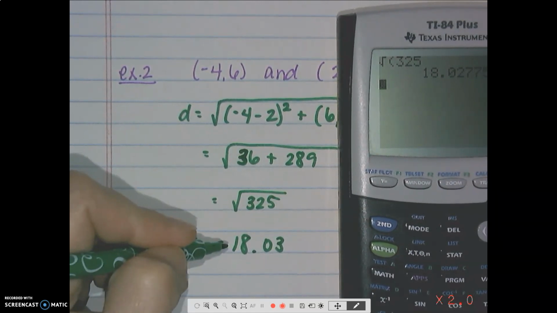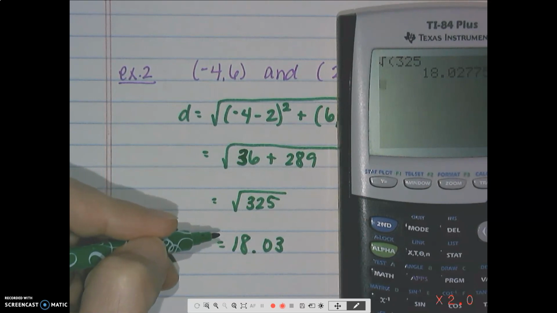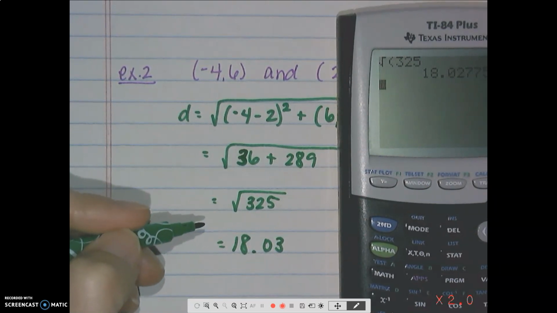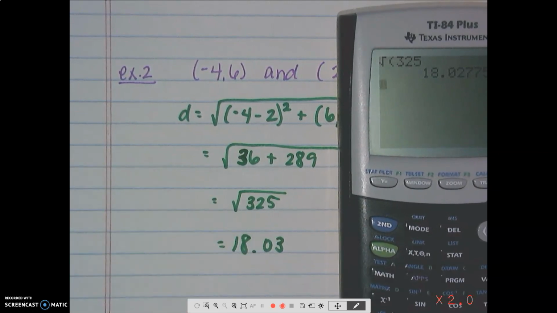Sometimes these will be nice, easy numbers. It's not going to happen as often as you would want it to or hope it to, but at the end you could get a nice, easy number, and that is also fine. All right, that's it.